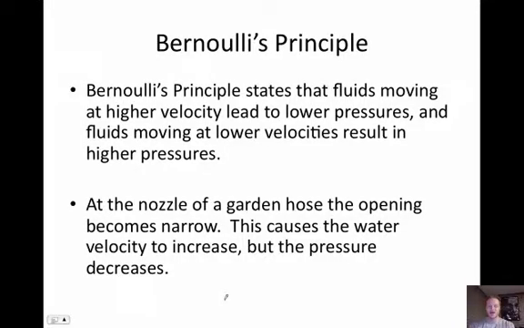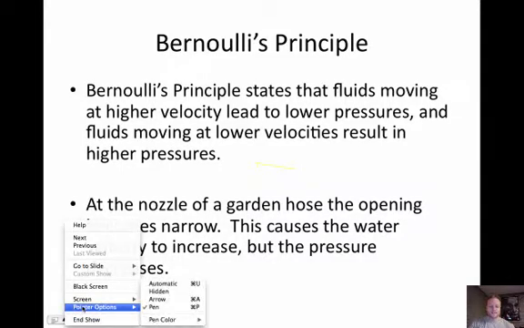Okay, so now we're kind of switching gears here. We're talking about this thing called Bernoulli's principle. And Bernoulli's principle states that fluids moving at higher velocity lead to lower pressures, and fluids moving at lower velocity result in higher pressures. And that sounds kind of confusing, but a good example is if you think of a garden hose, and you've got a hose, and then at the end you have the spigot.